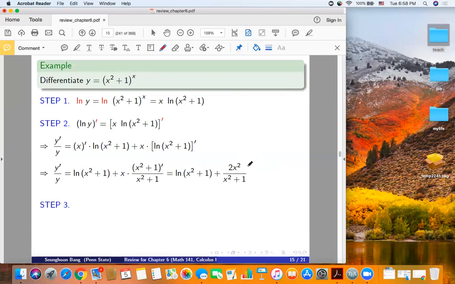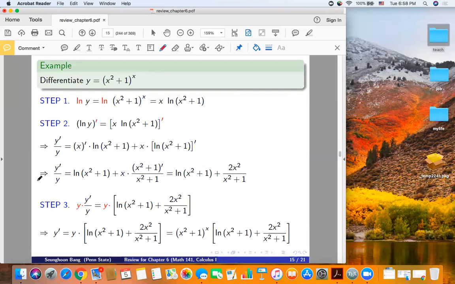We have it. Step 3, what's step 3? You multiply both sides by y. So y is crossed out. y prime is y times ln of x squared plus 1, plus 2x squared over x squared plus 1. Then replace this y, which is exactly the original one, x squared plus 1 to the x, and you plug it in. So that's it. This is the whole idea.